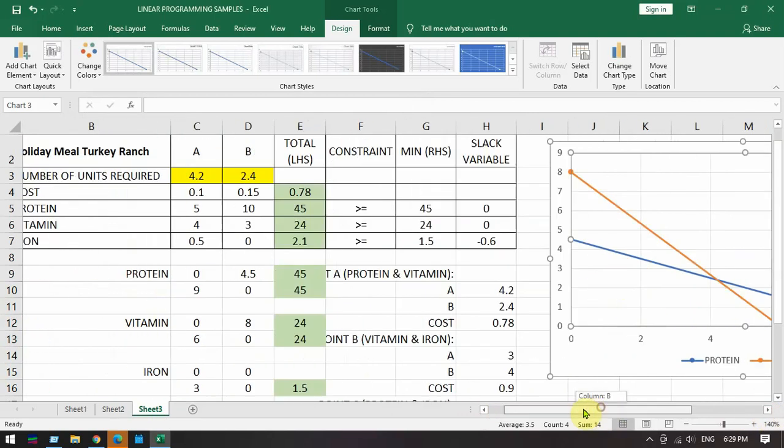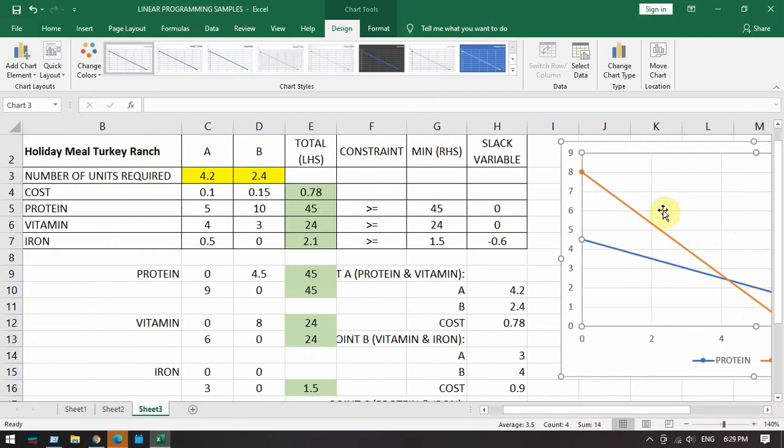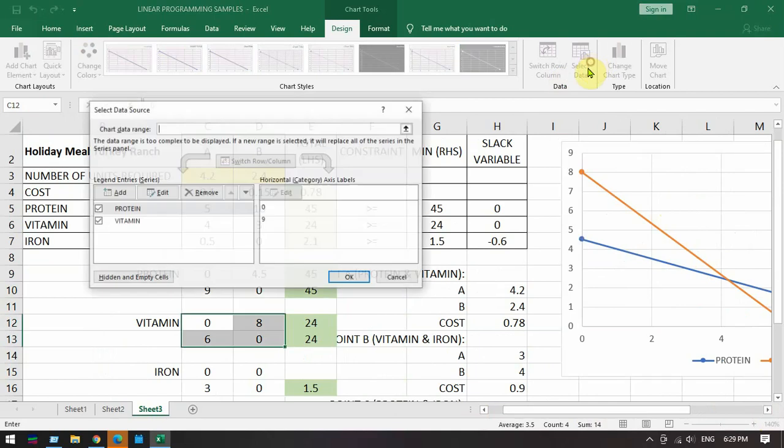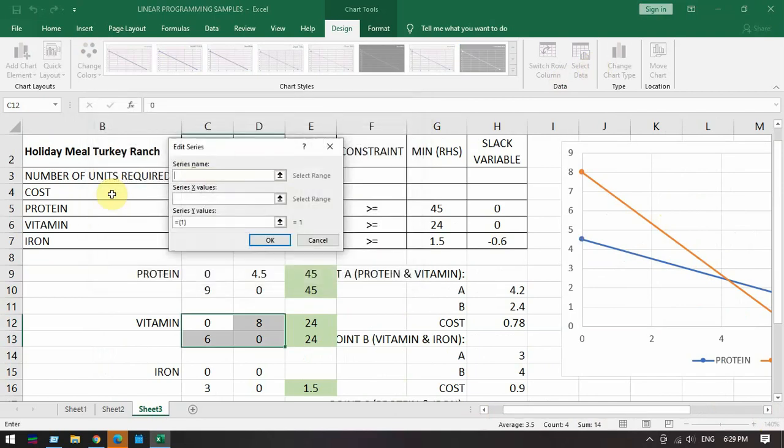It's done. And then we are going to add iron. Again, select data, add iron as series name. X is 0 and 3, but we're going to change that later on. Okay, and this one.